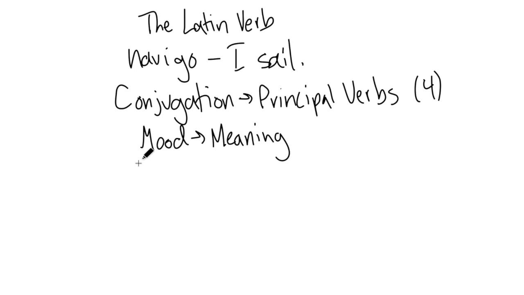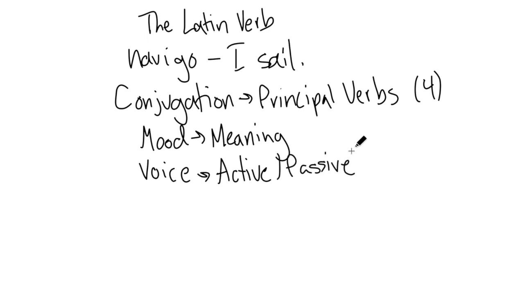Another important component is voice, and this determines whether it is active, I run, or passive, I was run over. It determines whether the subject is performing the action or the action is occurring to the noun, and this is usually a very important distinction. In the English language, we use an extra word. In Latin, it's built in. It's more compact. It's built into the Latin verb.